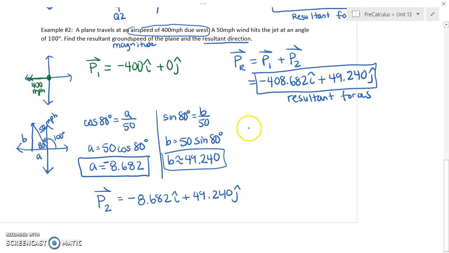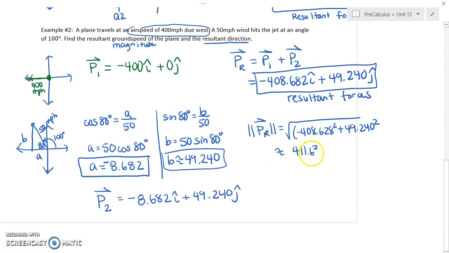So I'm going to go ahead and do the magnitude of the resultant by doing Pythagorean theorem. Oops, forgot the squares. Which is approximately 411.638 miles per hour. And then the direction, which is tangent inverse of b over a, which is approximately 173.13 degrees.